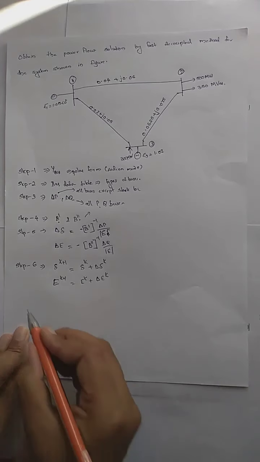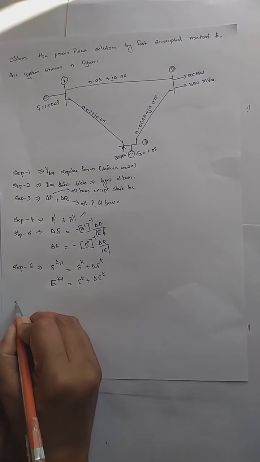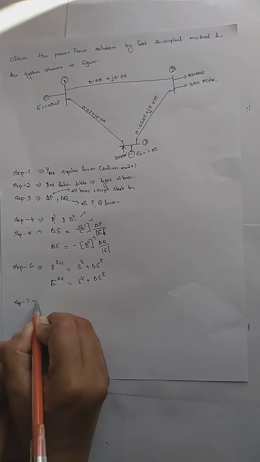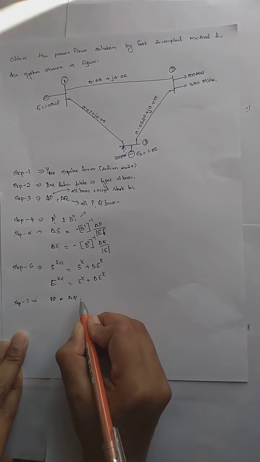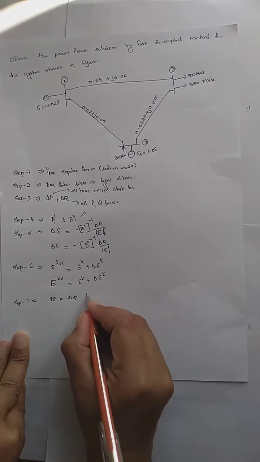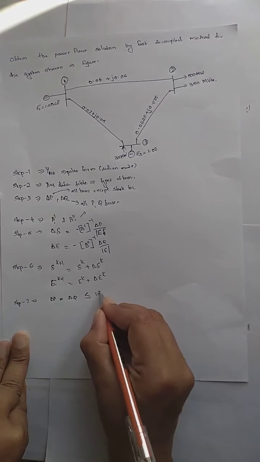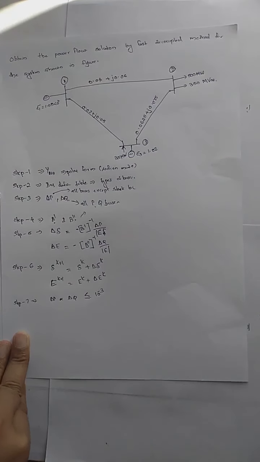What is the conditional or last step? If the delta P or delta Q value for two consecutive iterations is less than or equal to 10 raised to minus 3, then we stop the iteration. Otherwise, the iteration continues. These are the steps followed for doing fast decoupled load flow analysis.